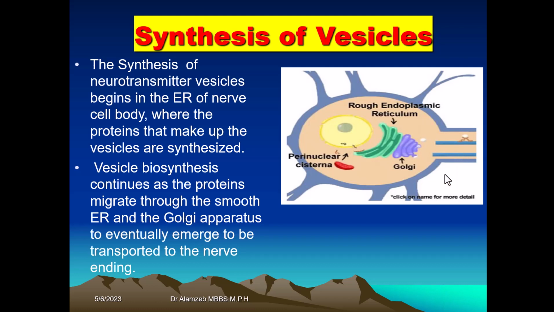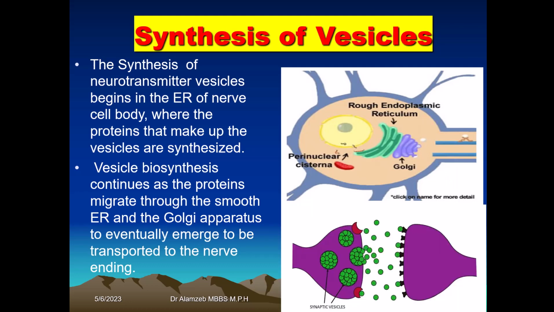At the beginning, when these vesicles arrive at the nerve ending, they are empty. They are empty and, by a mechanism which we will discuss in the next slide, are then loaded with acetylcholine. They are synthesized here and then they reach the nerve ending.